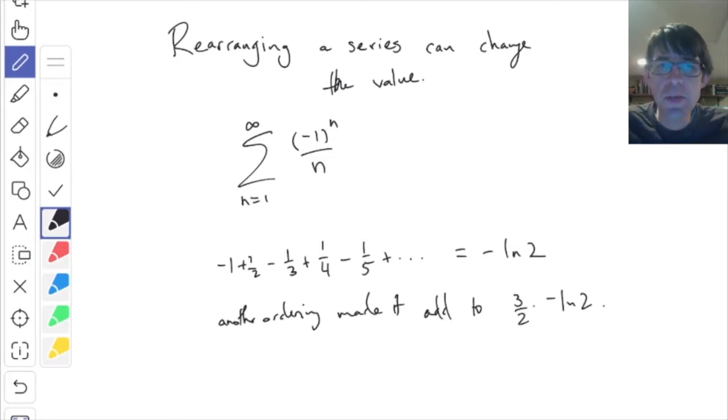And what I want to talk about today is under what conditions can you do that? Like for which series is it possible to rearrange and get a different answer? And then also I want to talk about what the answer can be. When you rearrange it, what are the possibilities for what you could turn the answer into by changing the order around?